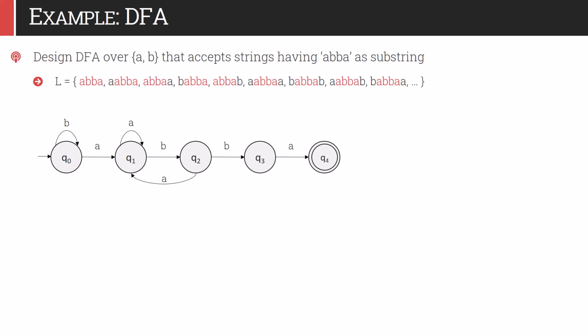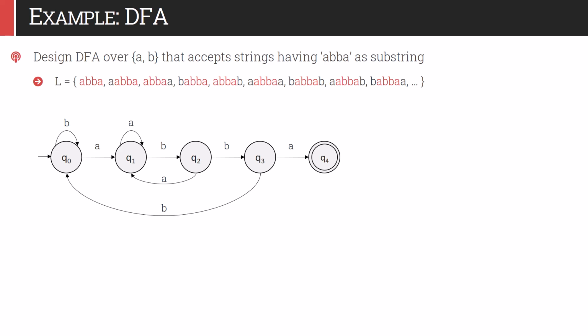We can have 1 B from Q1 to Q2, second B from Q2 to Q3, third B from Q3 to Q2, fourth B from Q2 to Q3, and we are reading A and we are going to final state. So it doesn't contain ABBA substring. Right? So same we have to do from Q3. If we read B, then it is going to Q0. Right? Because if we move to Q1, then also there will be a similar problem.